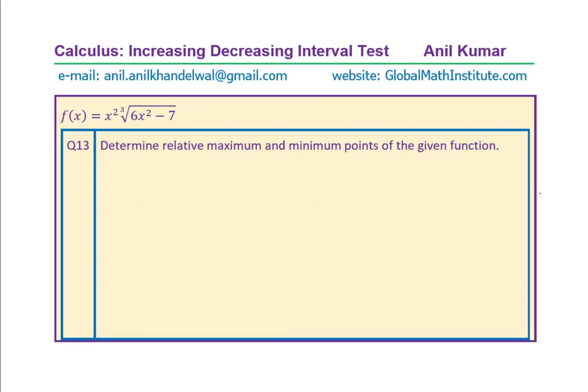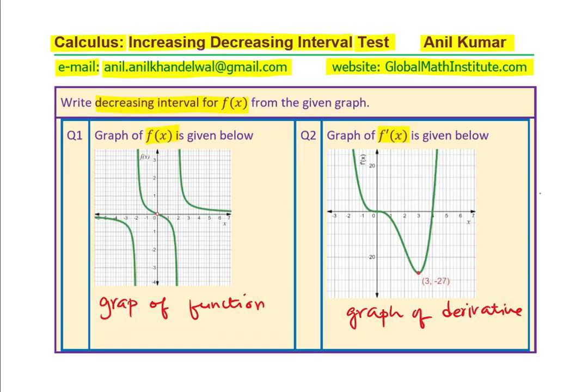Question 13. f of x is equal to, let me rewrite this, x squared times the cube root of 6x squared minus 7. Now, whenever radicals are involved, it becomes slightly more tricky to analyze the first derivative or the second derivative. That's why this question is here. I hope this set gives you good practice and also exposes you to the variety of questions expected in the test on this particular unit. You get the idea.